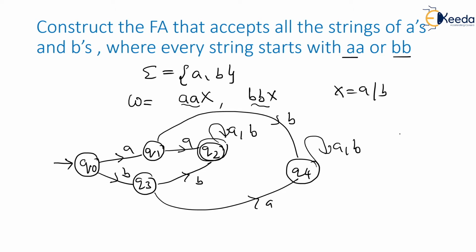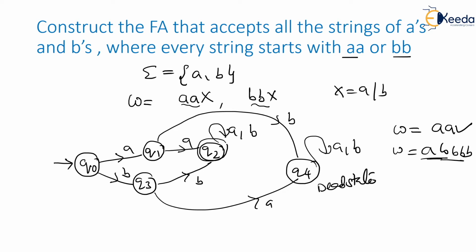It means you understand. W equal to AA should be accepted, right? If W equal to AB comes, AB is not a valid start. The start must be AA only. It is AB, so it should be rejected. After AB, even if any number of B's come, that must be rejected. That is the result. Q4 repeats for any number of A's and B's. It is now a dead state. Getting my point? So any string starting with AA or BB will be accepted. It is also a complete DFA because every state has a transition.